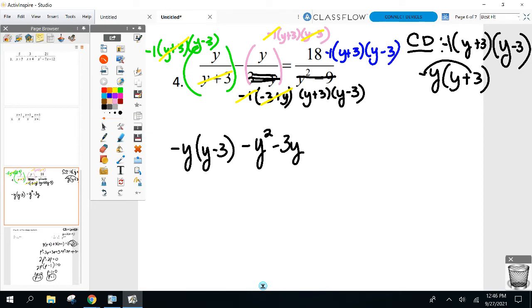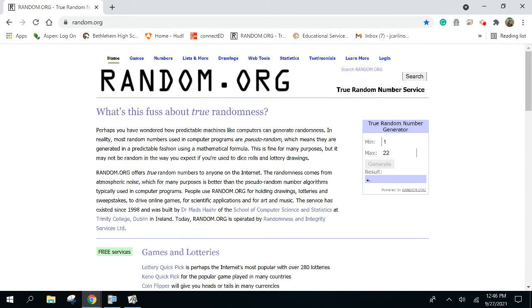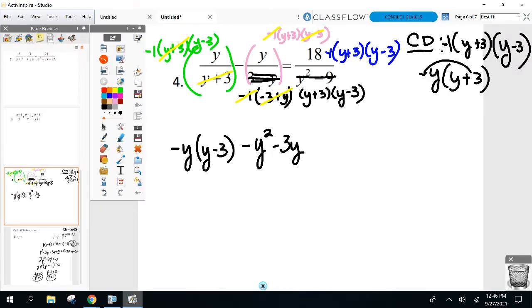What's canceling out here now? There we go, Elliot. What crosses out here? The y plus 3 and y minus 3. Yep. What's left over? Then you have negative 1 times 18, which would give me equals negative 18. All right. Good job.